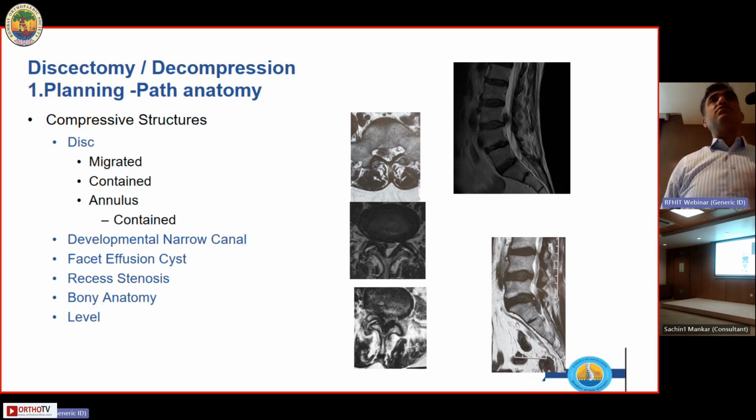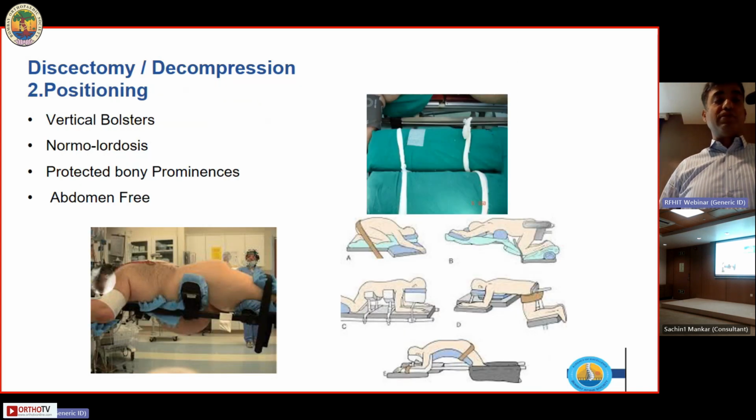And this is something that does not change in what technique you go, whether you go up migrated or you do a down migrated, or you do a paralateral, or there is an associated facet cyst, must be planned, seen, so that you are pre-armed and pre-warned and pre-alarmed already before you wash up for the surgery.